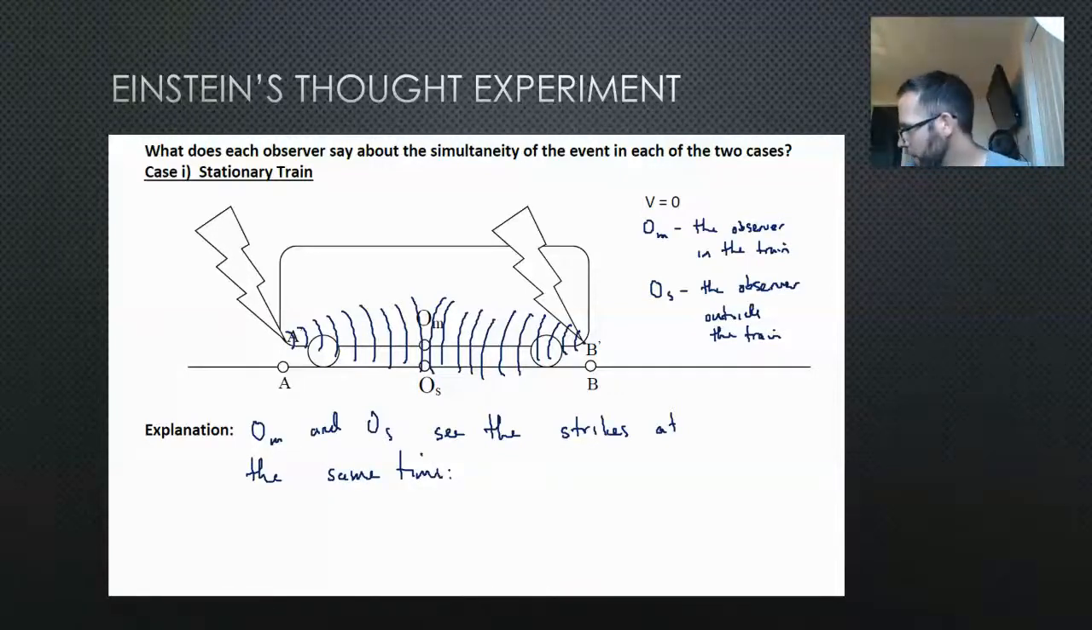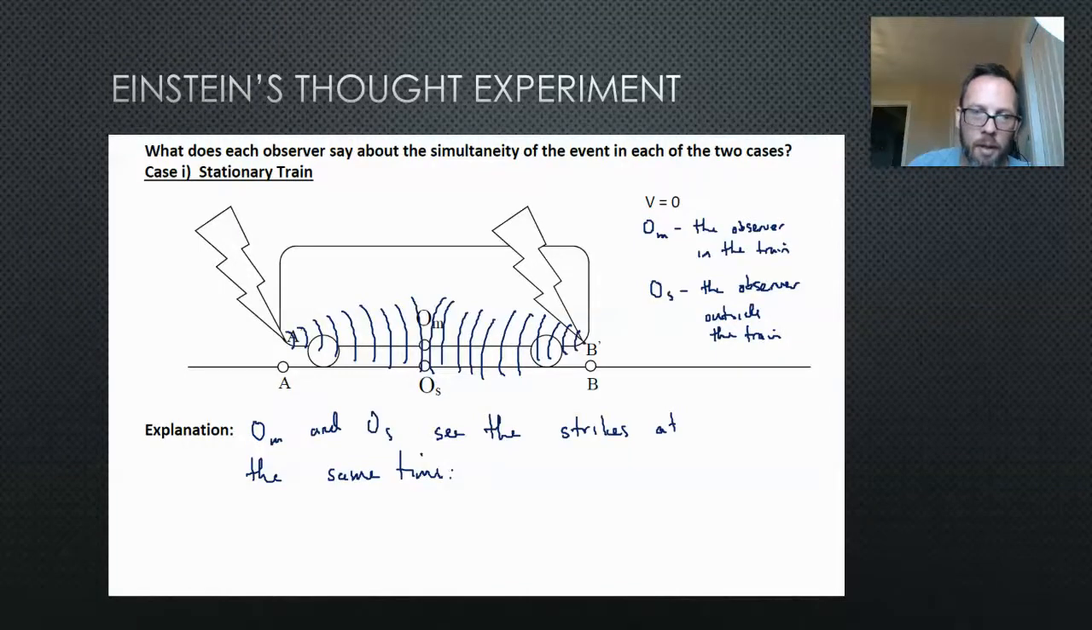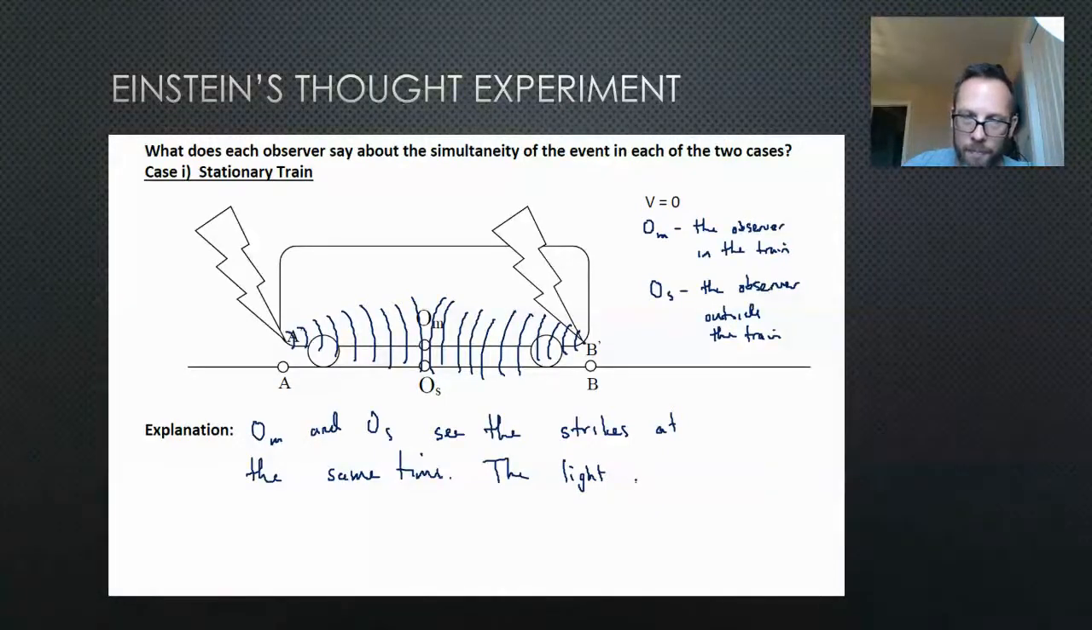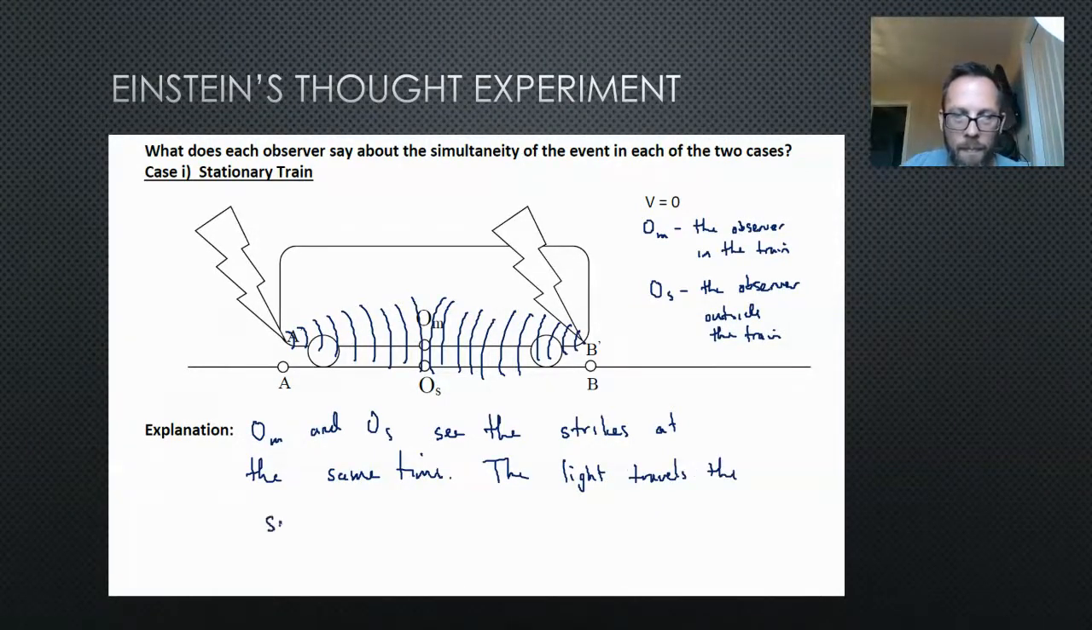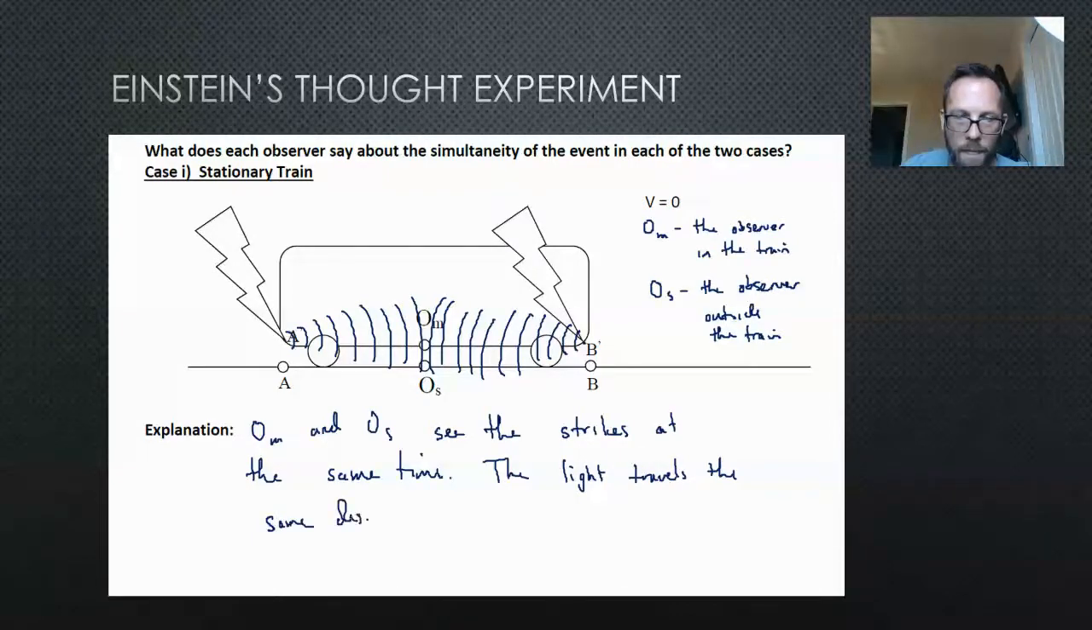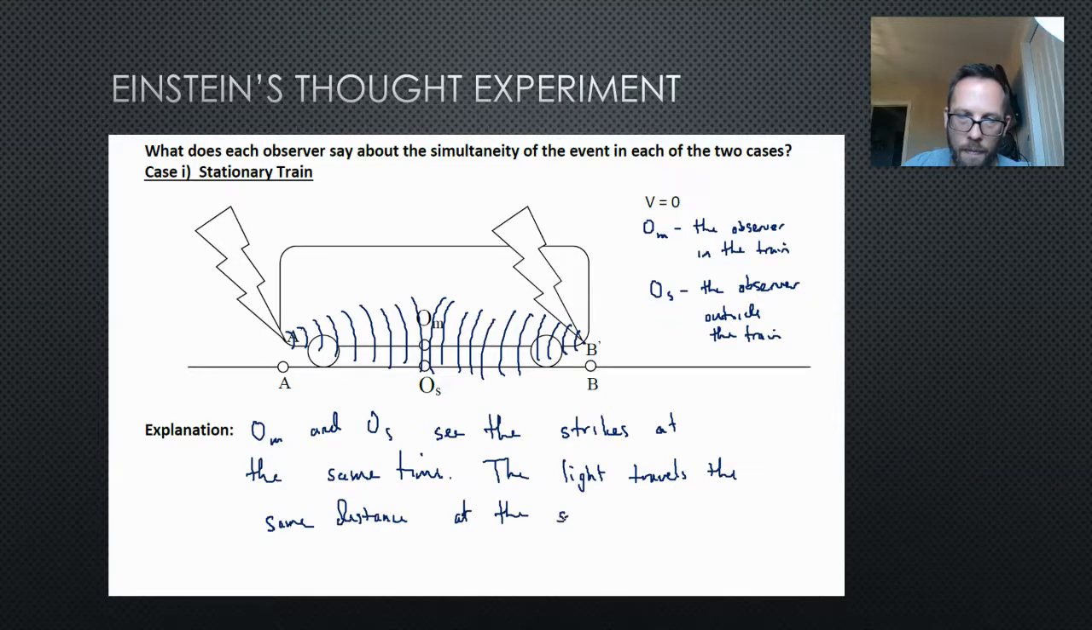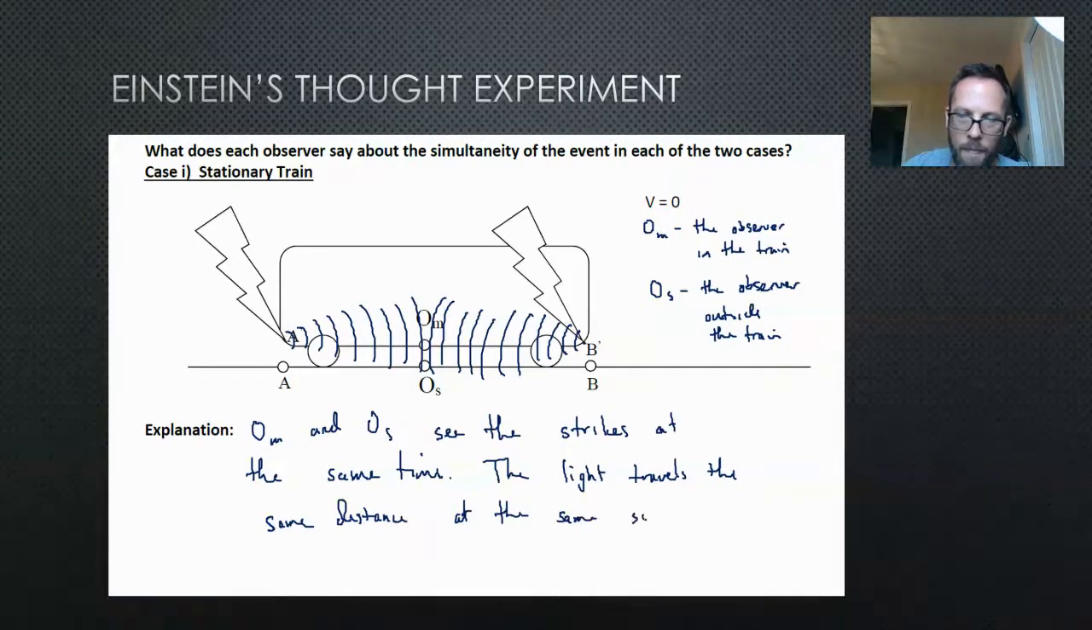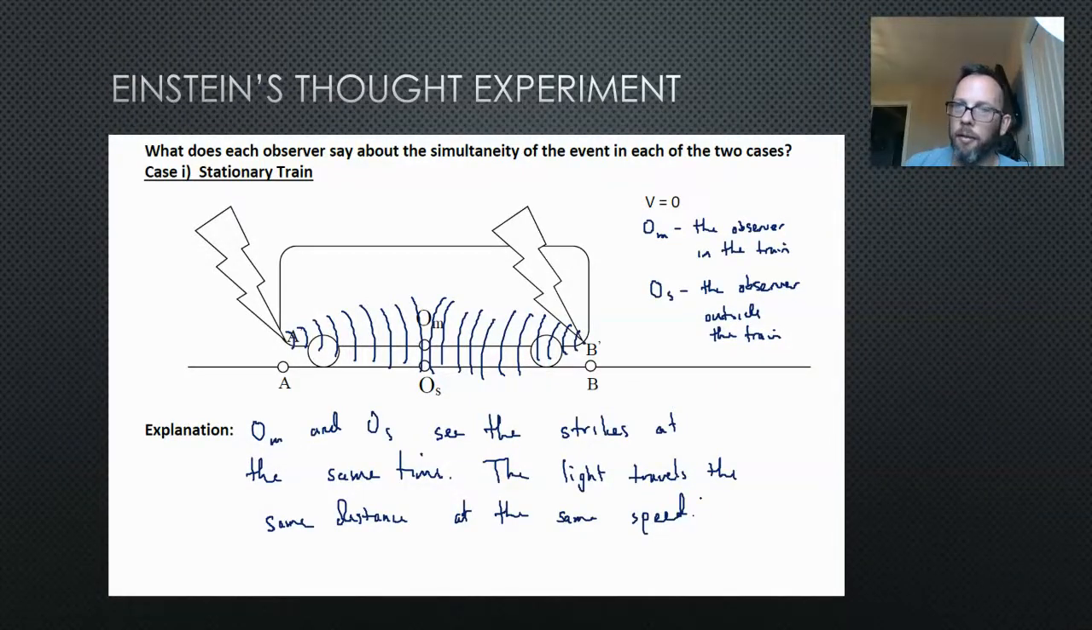Do I want to add anything to that? I mentioned this, but I'll just get it down. The light travels the same distance at the same speed, right? So nothing really crazy going on there. Let's look at the second case.